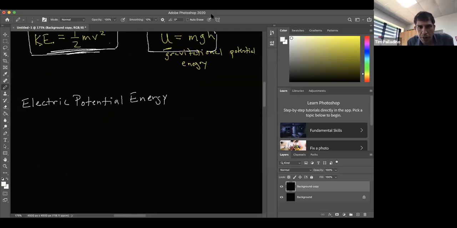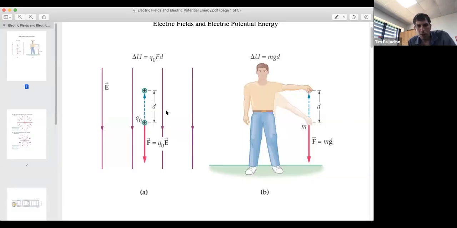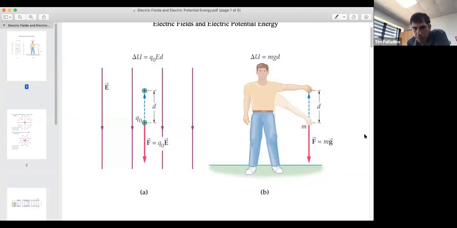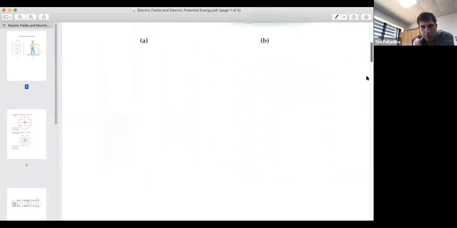So I'm going to flip back over to this other slide. You have this image over here, the one labeled B. There's one way to talk about potential energy: something that has gravitational potential energy. There's another form of energy that we're trying to make a comparison to, and that's electric potential energy. I'm going to show you this more in a second, so let's go down the slide just a little bit.